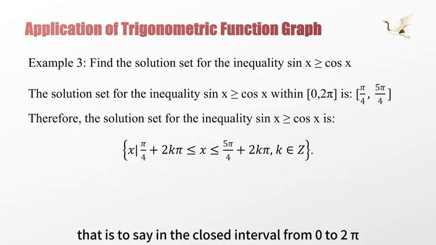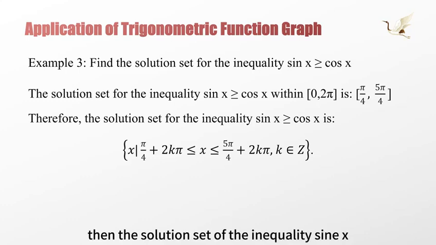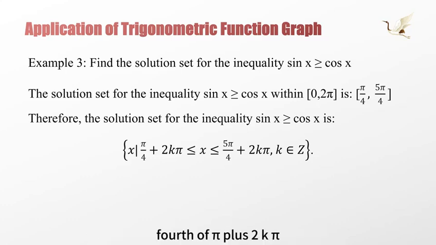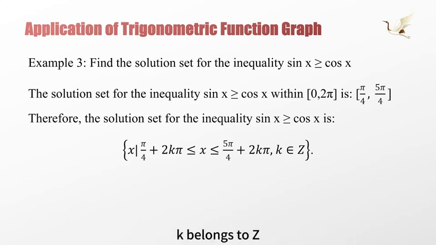That is to say, in the closed interval from 0 to 2 pi, the solution set of the inequality sin x is greater than or equal to cosine x is the closed interval from 1/4 of pi to 5/4 of pi. Then the solution set of the inequality sin x greater than or equal to cosine x should be x greater than or equal to 1/4 of pi plus 2k pi, and less than or equal to 5/4 of pi plus 2k pi, k belongs to Z.